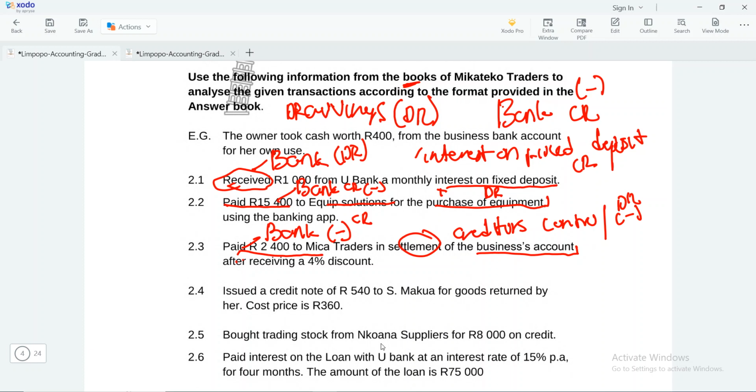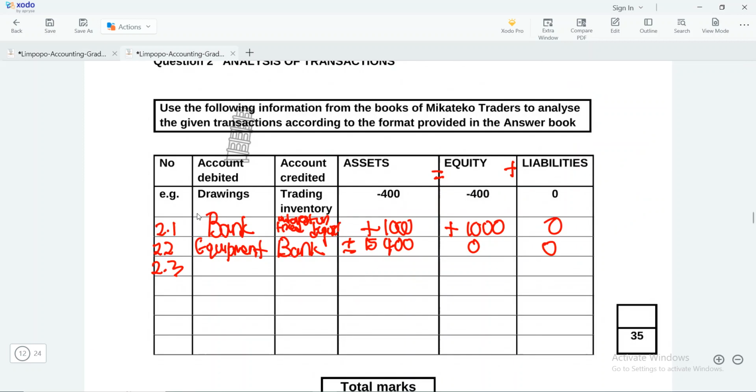Why am I saying that? This is because we are paying, so our debts will go down as soon as we pay, but the bank account will also be decreased. Why? Because we are making a payment. Okay, so our account debited would have to be creditors control. So we'd have creditors control here, creditors control. Unfortunately, we don't have enough space here, but I hope that you get an idea of what I'm talking about. Account credited will be our bank because we are paying using the bank.